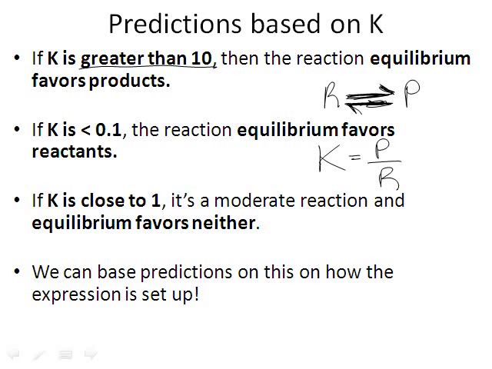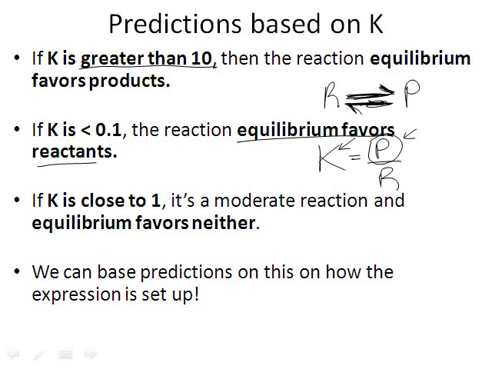Now this makes sense numerically. Products are in the numerator, so if products are what we have most of, then P is going to be a big number. If P is a big number, then K is going to be a big number. If K is greater than 10, equilibrium favors the products. If K is close to 1, we're not going to be able to make a call in either direction. But if K is less than 1, equilibrium favors reactants. You are going to need to memorize these 3 cutoffs.